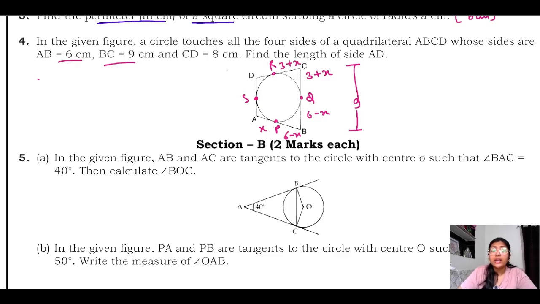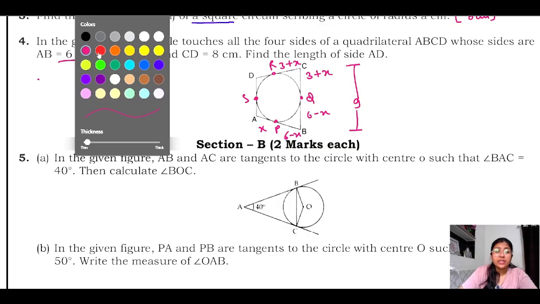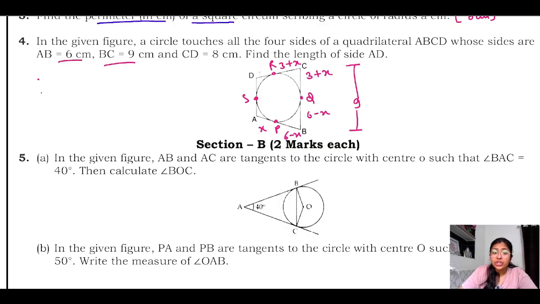The total length CD is 8. It means DR will be 8 minus this, so it is going to be 5 minus x. If this is 5 minus x, this is also 5 minus x, the length of the tangent drawn from an external point. If this is x, this is also x, the length of the tangent drawn from an external point.